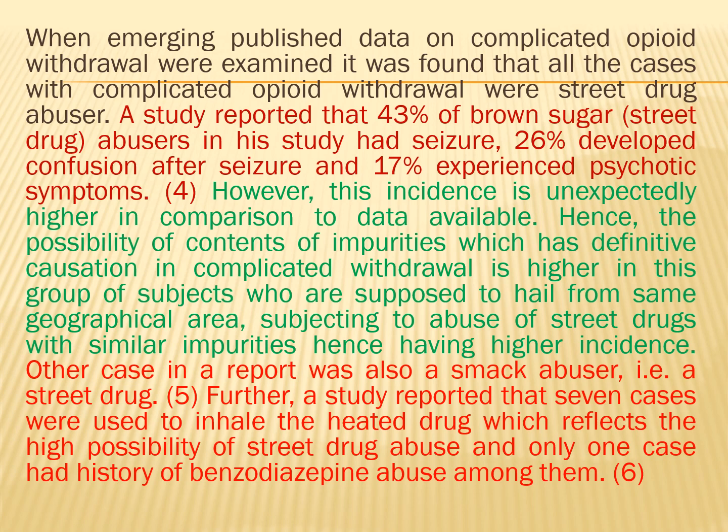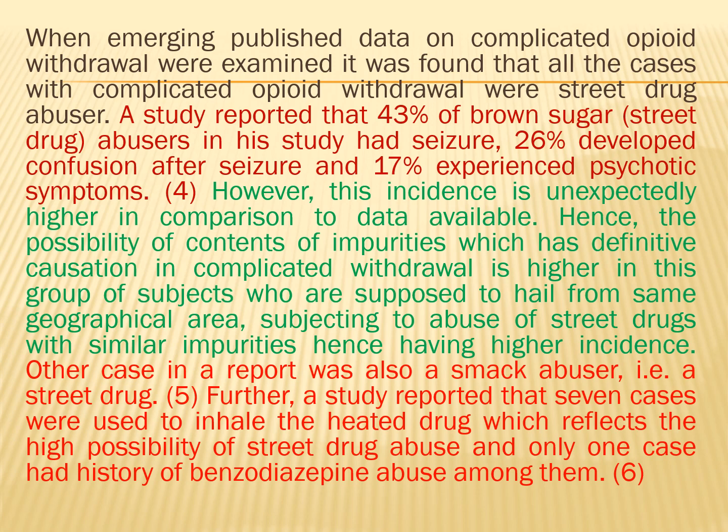The point to be noted here is that the persons having this complicated withdrawal were abusing street drugs. However, this incidence is unexpectedly higher in comparison to the data available, hence the possibility that the content of impurities has a definitive causation in complicated withdrawal is higher in this group of subjects. Also, they are supposed to hail from the same geographical area, subjecting them to abuse of street drugs with similar impurities, hence having higher incidence. So this is also a point. We found 43% of cases with seizure, and we come to the conclusion that the persons abusing drugs in this area are from the same geographical area, and the higher possibility is they are abusing the same substance with the same impurities, and that impurity may be high in that geographical area, so they found a higher incidence of seizure.